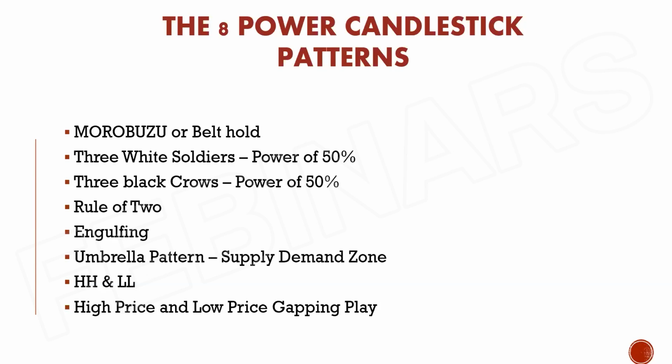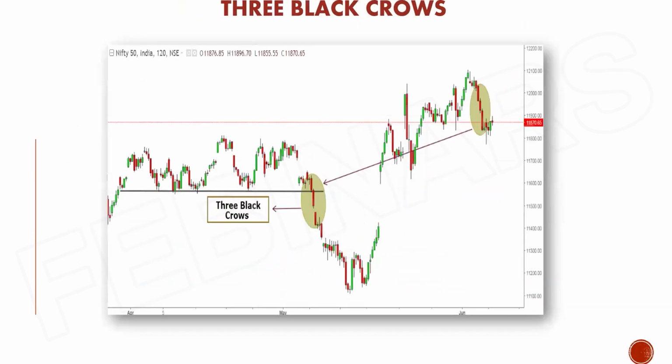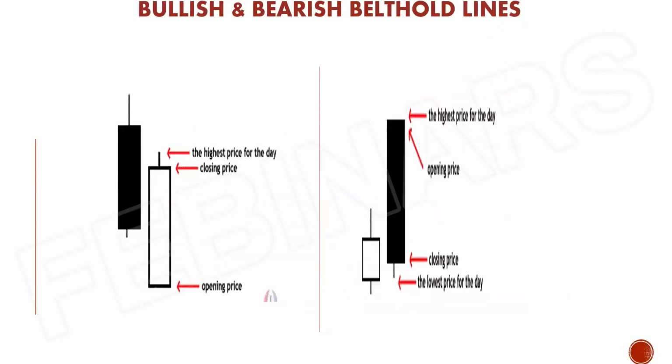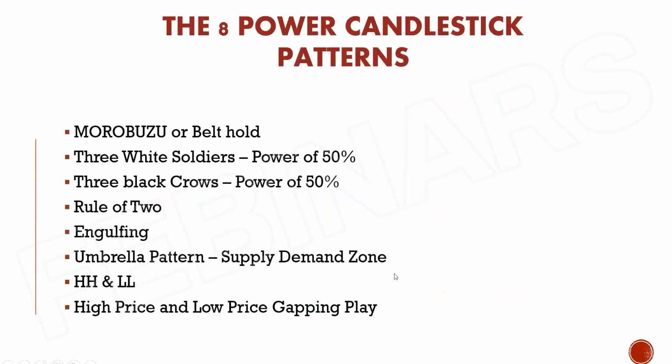Never depend on a single candle. The rule of two, what we call: never ever trade a candlestick with a single candle. That is very important. Engulfing is when the previous candle is completely engulfed, what we call the engulfing candle. The umbrella pattern, the engulfing pattern, and the higher high and lower low candle techniques I'm going to share.